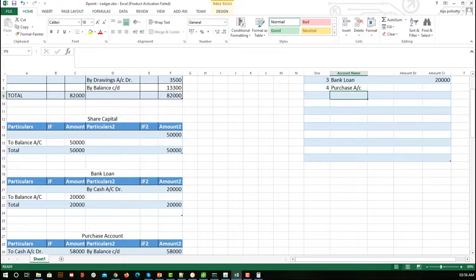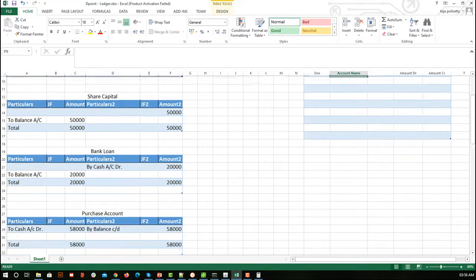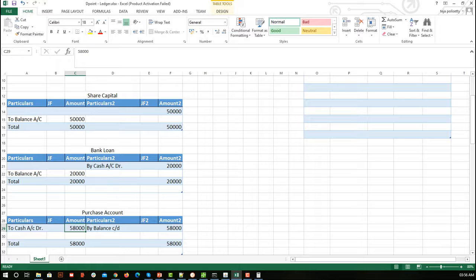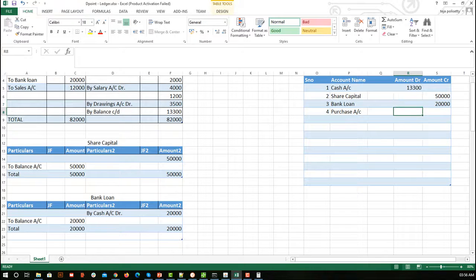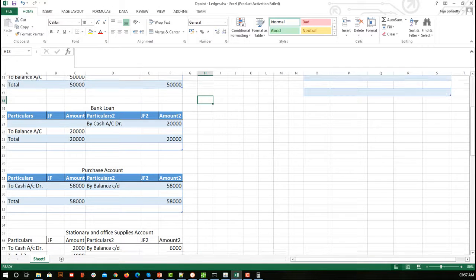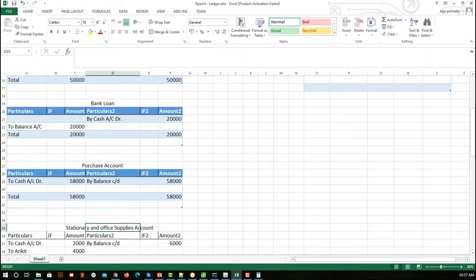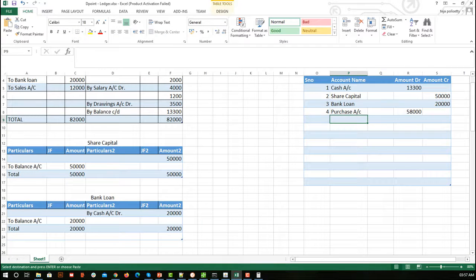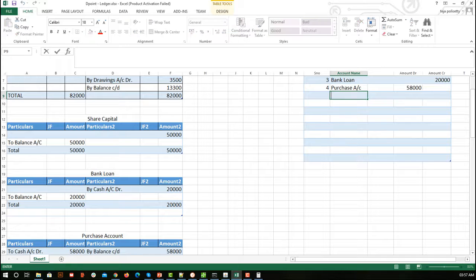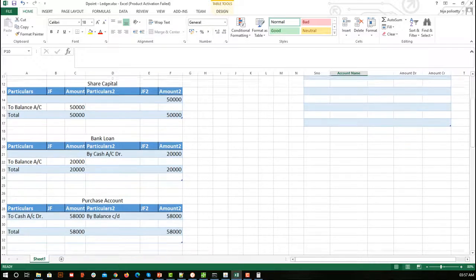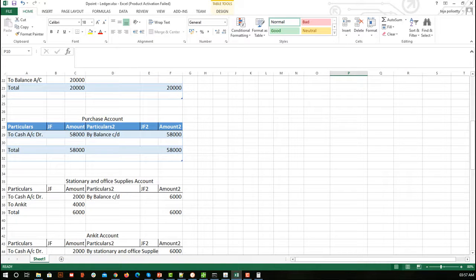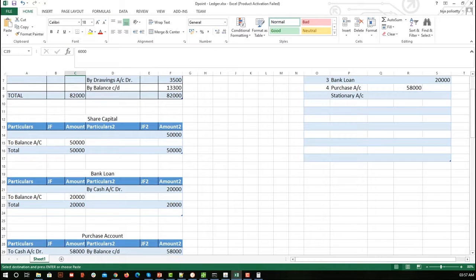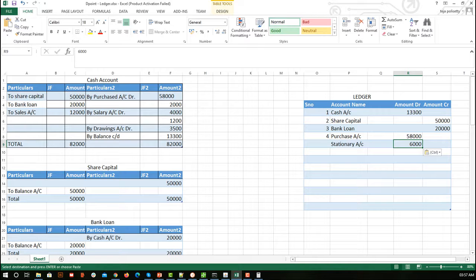So once we have all these tables, ledger account will not take much time. So it has by balance, it means on the left hand side it has more. So 58,000 we will write here, 58,123, and next we have stationery account. Let me write stationery account. A full form is not required. Next, here we were by balance carried down on the right hand side, so we have 6,000 more on the left, that is Dr. So we have it here.